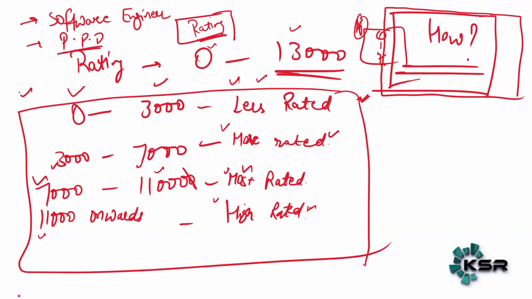What do you have to do here? What should be the tool? If the rating is less than 3,000, we'll give it a less rated label. Yeah, that is fine. I got the logic. But now what you need to check is how to do it. We are laymen, right?